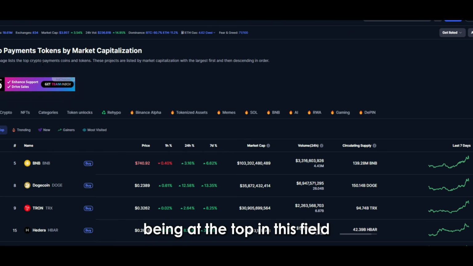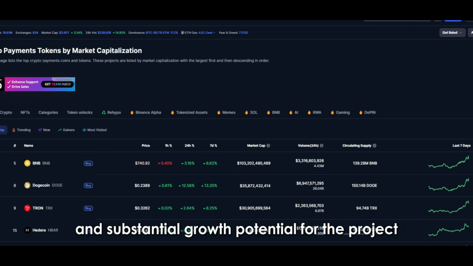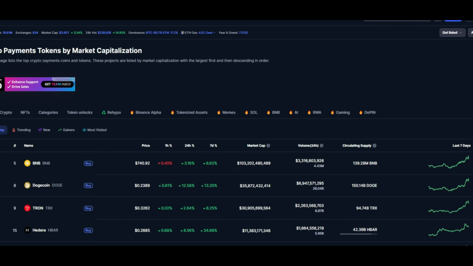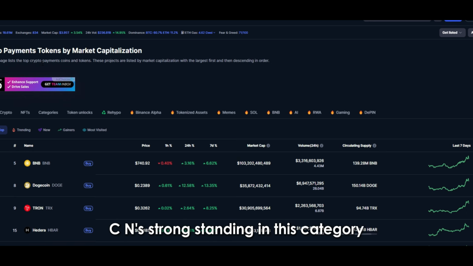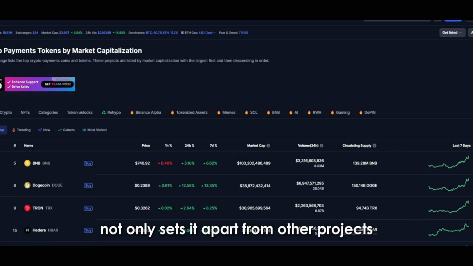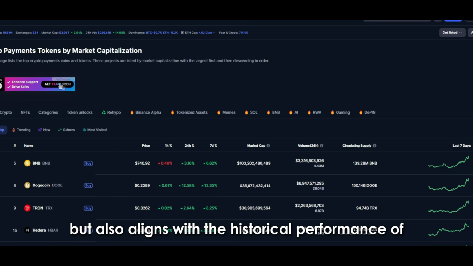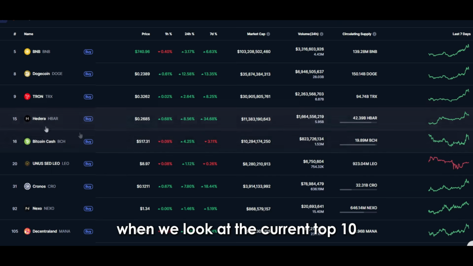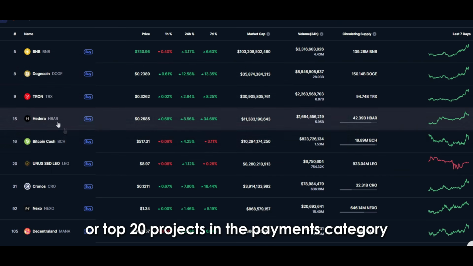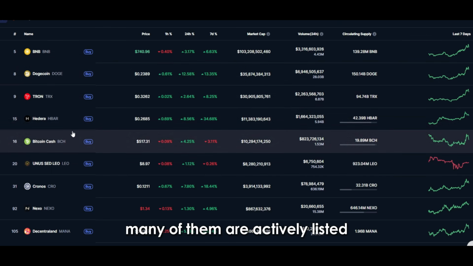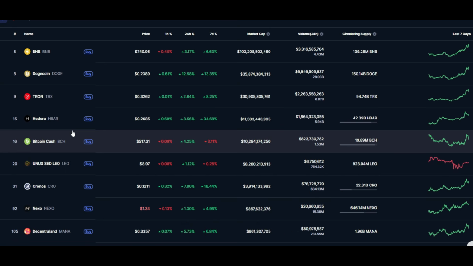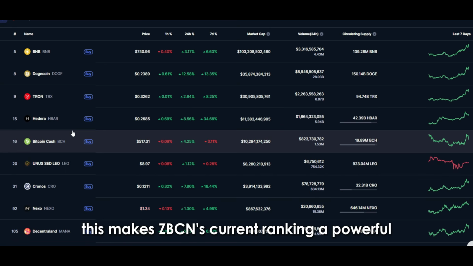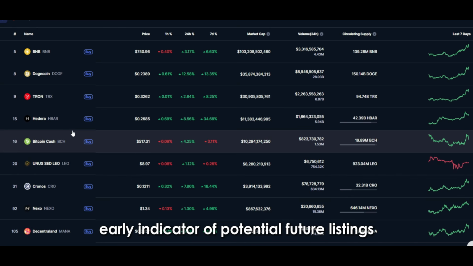Being at the top in this field signals a strong user base and substantial growth potential for the project. ZBCN's strong standing in this category not only sets it apart from other projects, but also aligns with the historical performance of other top-ranked coins in the same space. When we look at the current top 10 or top 20 projects in the payments category, many of them are actively listed and traded on leading crypto exchanges like Binance, Coinbase, KuCoin, and OKX. This makes ZBCN's current ranking a powerful early indicator of potential future listings.